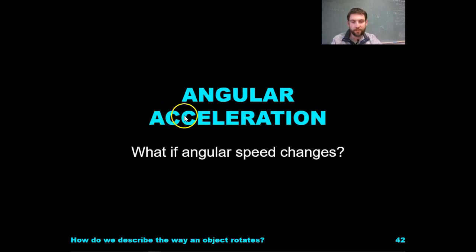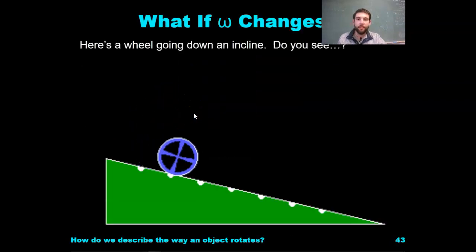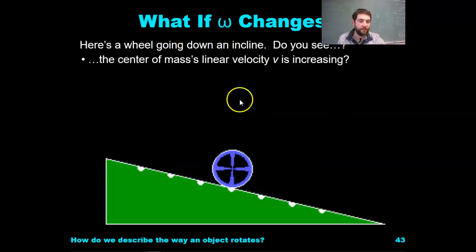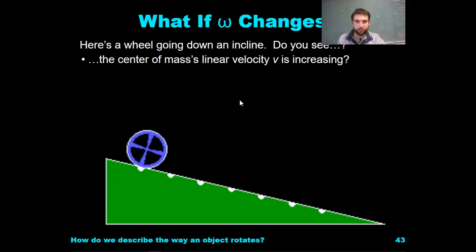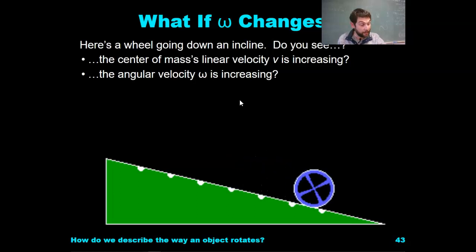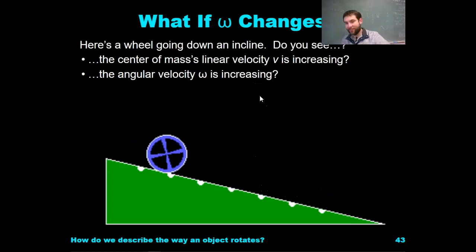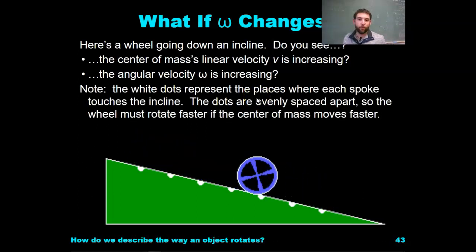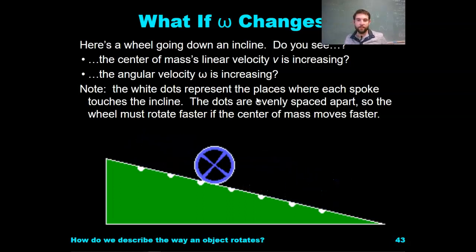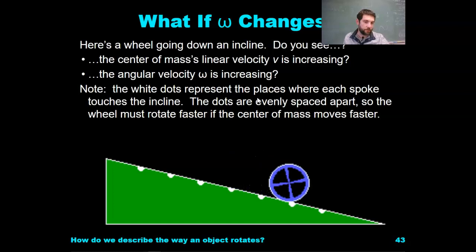That's great, but what happens if the angular speed changes? Here's a wheel going down an incline. We've got the center of mass's linear velocity, v, is increasing. The angular velocity is increasing. Note the white dots represent the places where each spoke touches the incline. The dots are evenly spaced apart, so the wheel must rotate faster if the center of mass is moving faster.